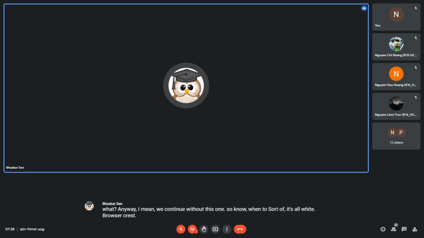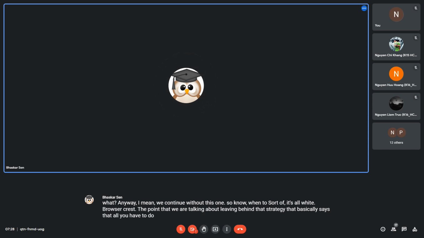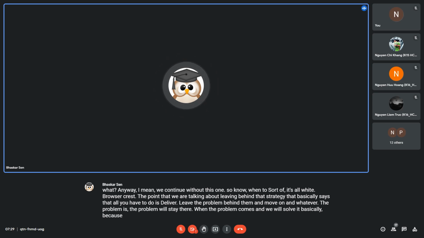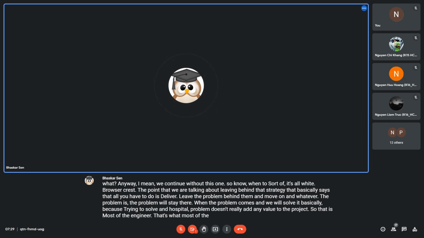The point that we are talking about is leaving behind that strategy that basically says that all you have to do is leave the problem behind. I mean, move on, and whatever the problem is, the problem will stay there. When the problem comes, then we will solve it. Basically, because trying to solve a hypothetical problem doesn't really add any value to the project. That is what most of the engineers will be thinking about.